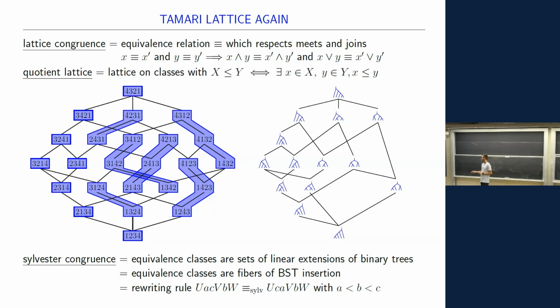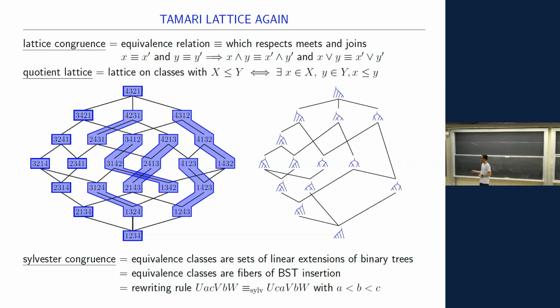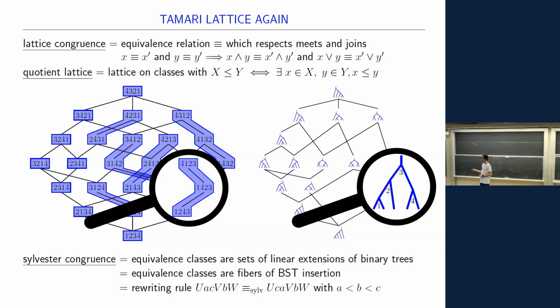So there are several ways to define it. Let me show you the fastest way to define it. So what I will do is that I will have a congruence with one equivalence class for each binary tree. So I tell you now the opposite. I start from a binary tree and I will tell you what is the equivalence class. Okay? So I start from a binary tree.